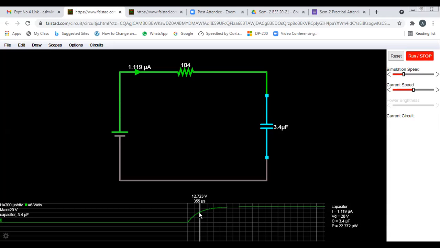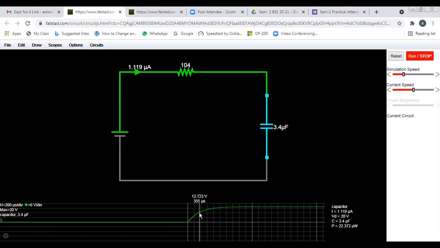We got time constant 353. Right now, I can see the position 355. Okay, not 353 I am getting, but you can zoom and change the x-axis scale and check whether you get 354 or 353. And what is the voltage it is displaying? 12.72. Okay, got it? Approximately the same answer is coming. Yes. Okay, you just have to cross check.